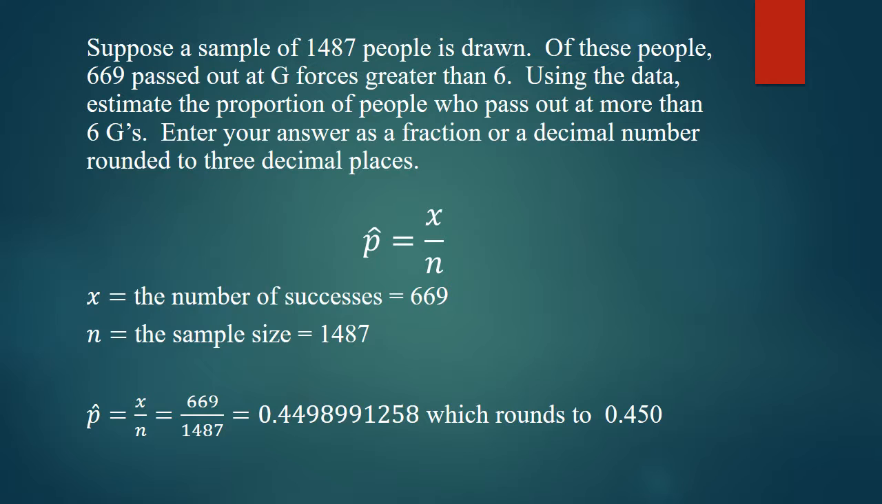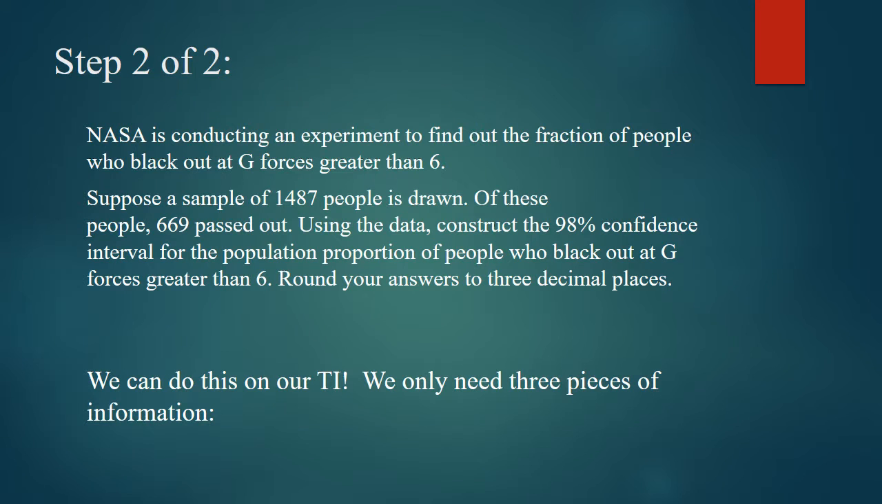So 0.4498, that 4th decimal place of 8 tells us to round up. So 449 rounds up to 450, and put that 0 at the end. That shows you've rounded the full 3 decimal places. 0.450 is more accurate than 0.45 because 0.45 could have been 0.450 or 0.451 and you rounded down, or 0.452 and you rounded down, and so on. So put your 3rd decimal place on there.